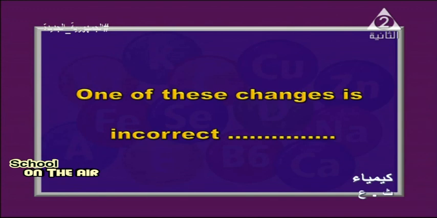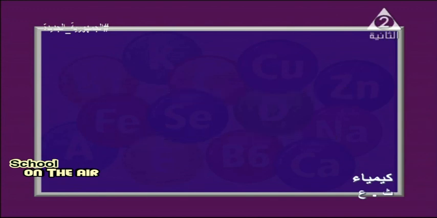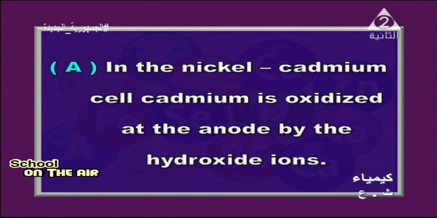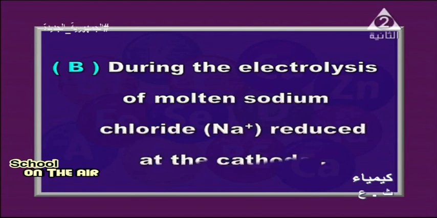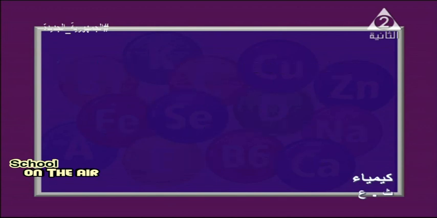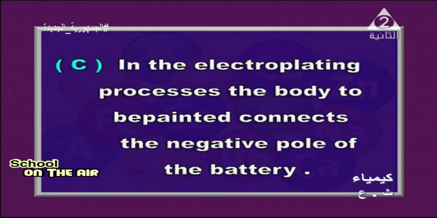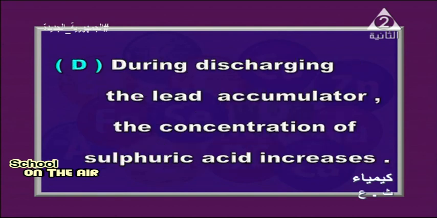Next one: which of the following statements is incorrect? In a nickel cadmium cell, cadmium is oxidized at the anode by hydroxide ion. During the electrolysis of molten sodium chloride, sodium ion is reduced at the cathode. In the electroplating process, the body to be plated is connected to the negative pole of the battery. All of these are right. But during discharge of a lead accumulator, the concentration of sulfuric acid does not increase as the statement says, so this is the incorrect answer of these statements.